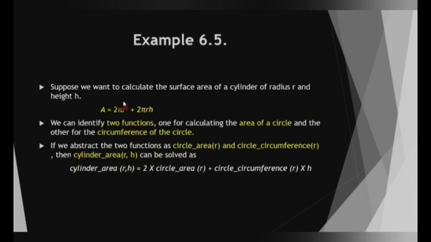Now you can understand that the area of a circle is one function, and the circumference of the circle is another function. Combining these two functions, we get the solution to the given problem, that is, the area of the cylinder. So cylinder area of r comma h is equal to 2 into circle area of r plus circle circumference of r into h. From the first function we get the area of the circle, and we multiply by 2. From the other function we get the circle circumference of r, and we multiply the value by h, so we get the area of the cylinder. This is known as functions.